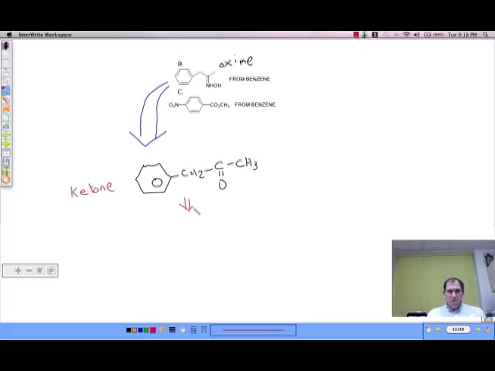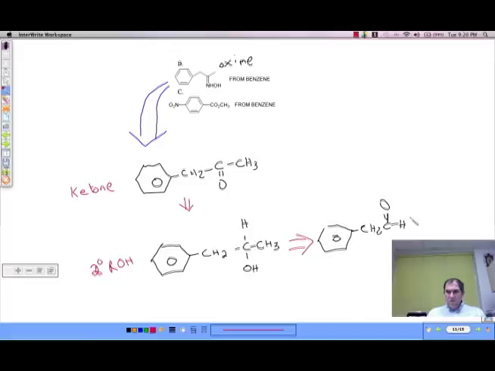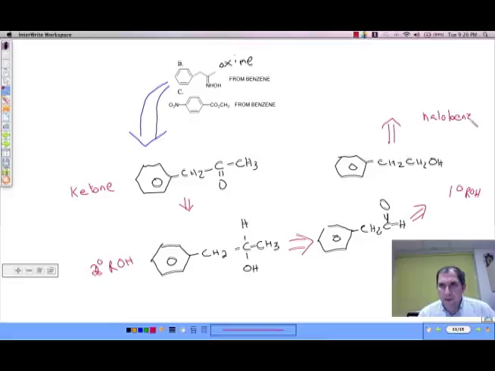The precursor to a ketone is what? Secondary ROH. This should come from an aldehyde. Aldehydes come from primary alcohols. We can see that this one comes from a 2-carbon extension from bromobenzene, halobenzene, and then that's going to go back to benzene.